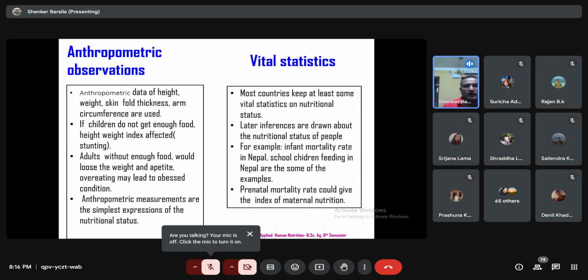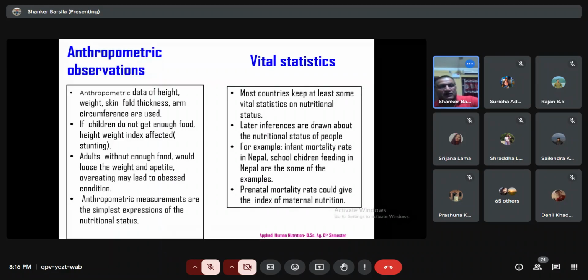And adults without enough food would lose weight and appetite, and overeating may lead to an obese condition. To say obesity and fatty, there are some definitions using the body height and weight index. And anthropometric measurements are the simplest expression of nutritional status. They are the simplest one.